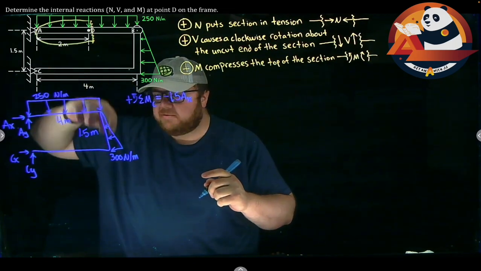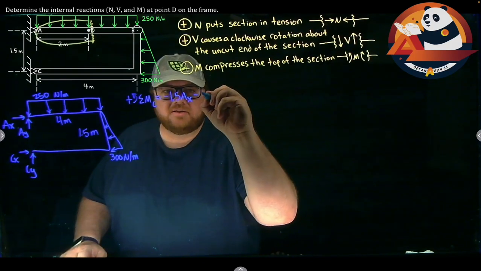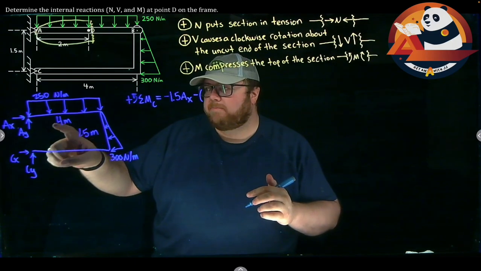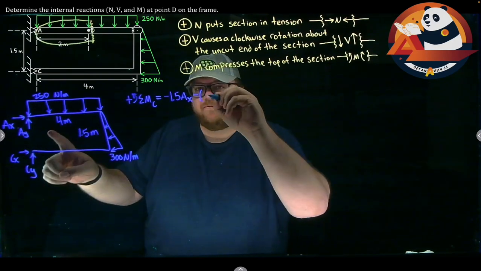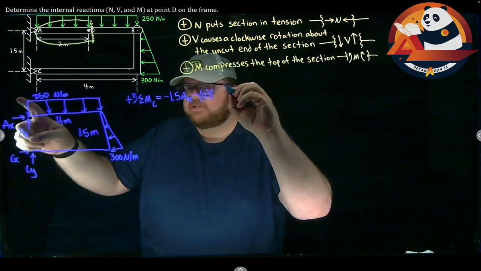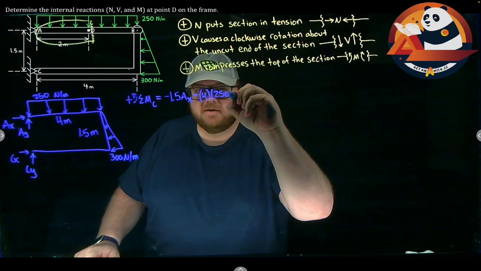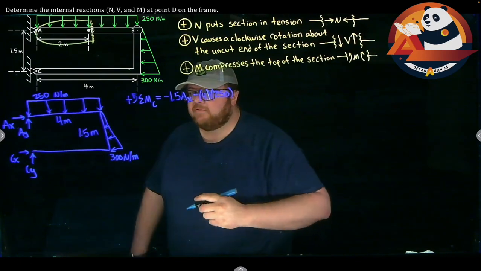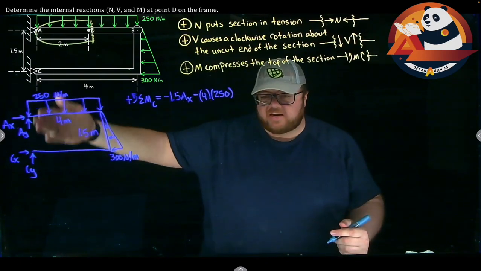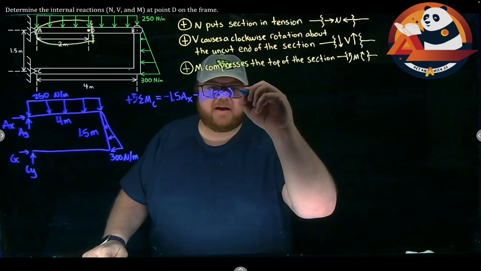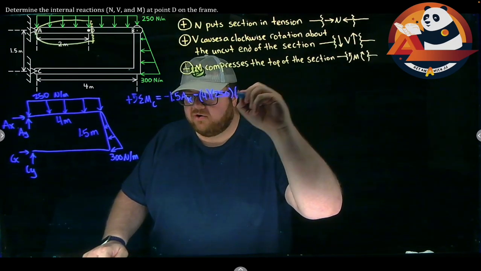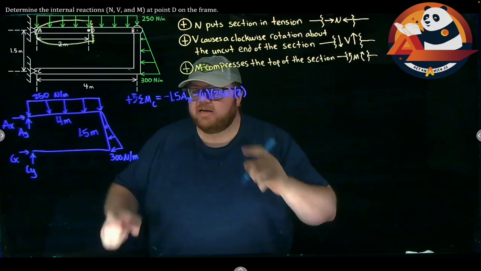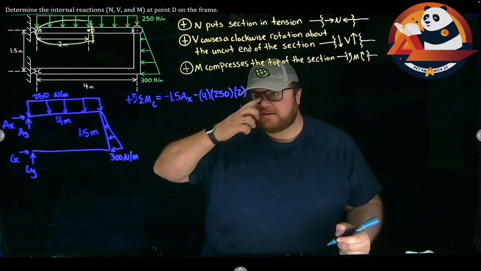My rectangular distributed load would cause a clockwise rotation. So minus our force, and for a distributed load the force is the area. So base times height, the area of a rectangle, 4 times 250. That's our area. I need a distance from C to the midpoint of that rectangle, and that rectangle starts directly above C, so it's just half of the width, 4 over 2, or times 2, would be my distance.